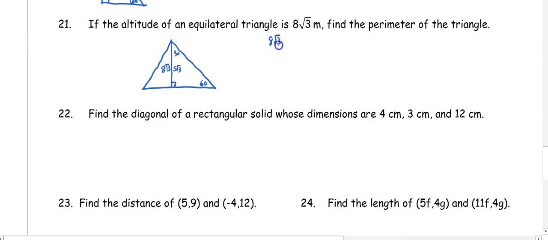So when we do 8 root 3 divided by root 3, we get 8. So the s side is going to be 8. The 2s side is going to be 16. So that means each side of the equilateral triangle is 16. So our perimeter is 3 sides times 16, which would be 48 meters.